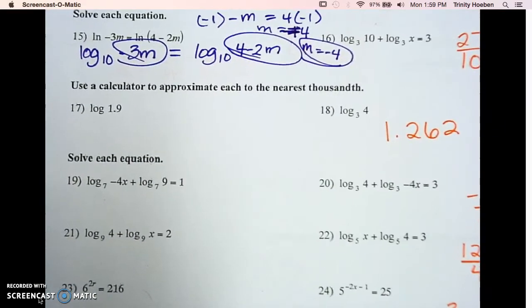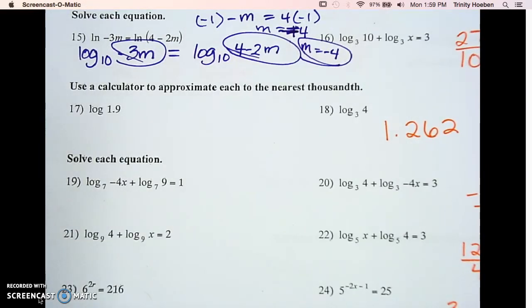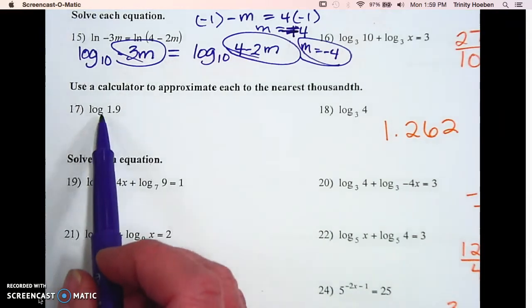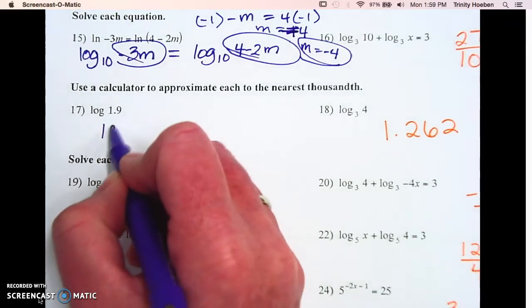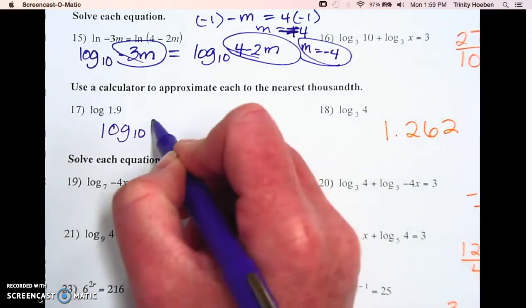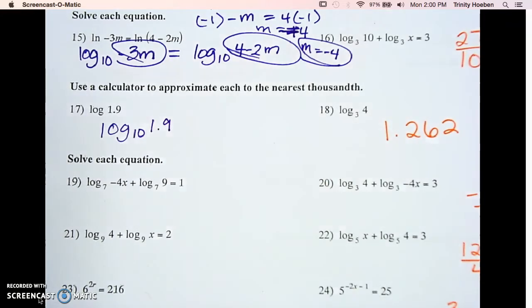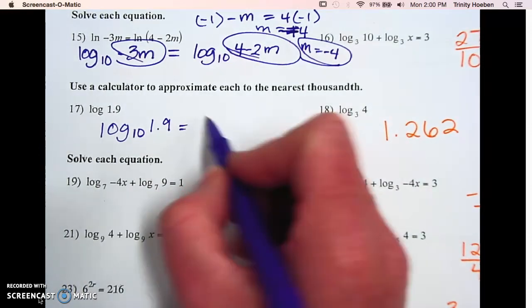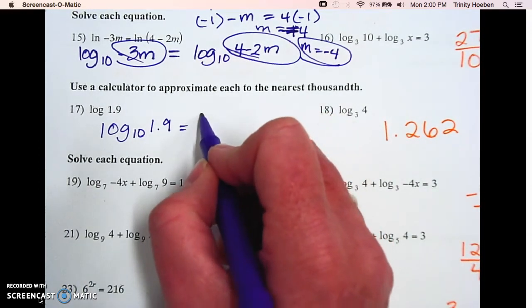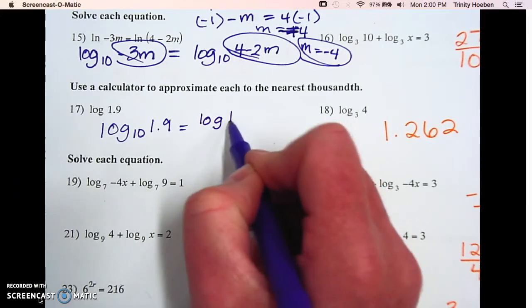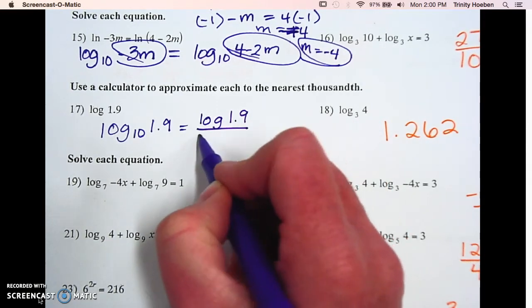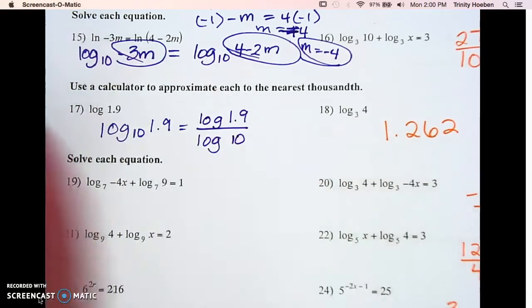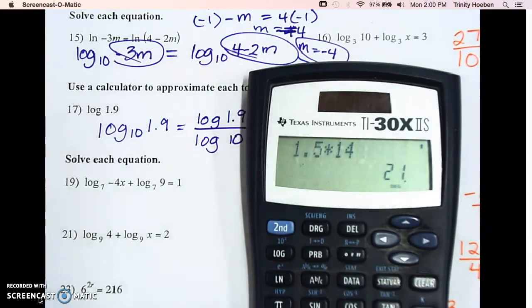All right. Number 17 says use a calculator to approximate each to the nearest hundredth. So for number 17, it's already written in log base 10 of 1.9. So the calculator will do that for you because the calculator likes log base 10. But let's say it was a different one. You would just do the change of base formula. So you would say log of 1.9 divided by log base 10 of 10. And you would just type it into the calculator.